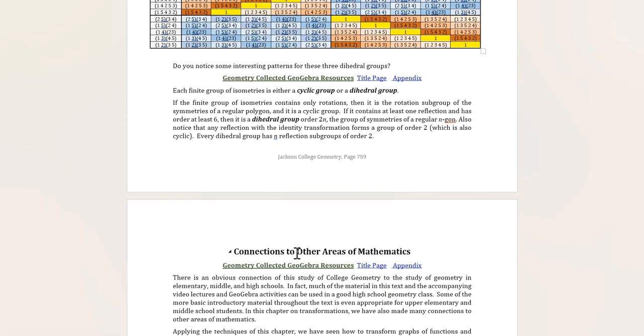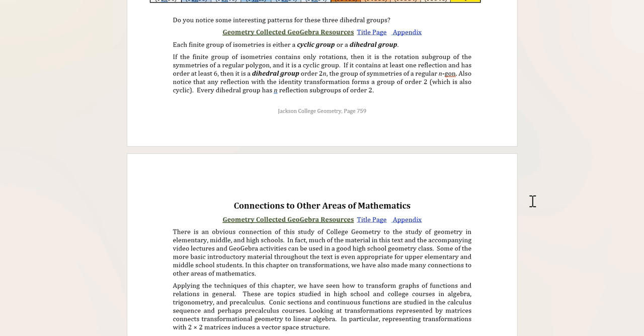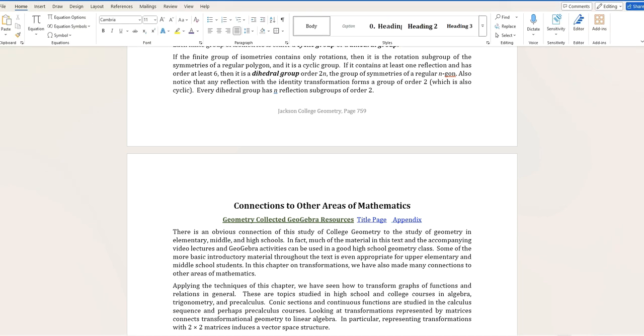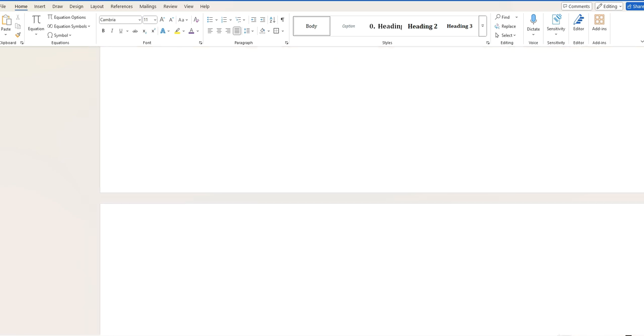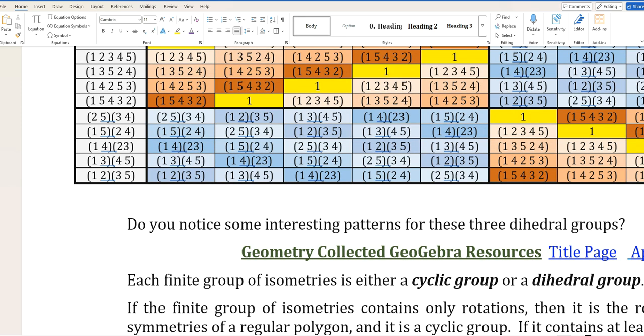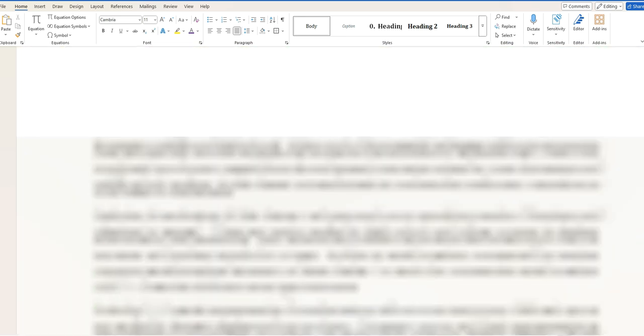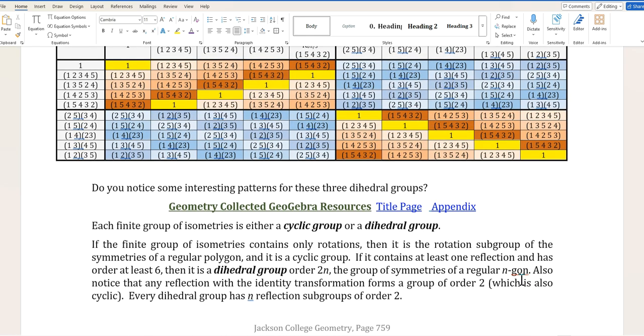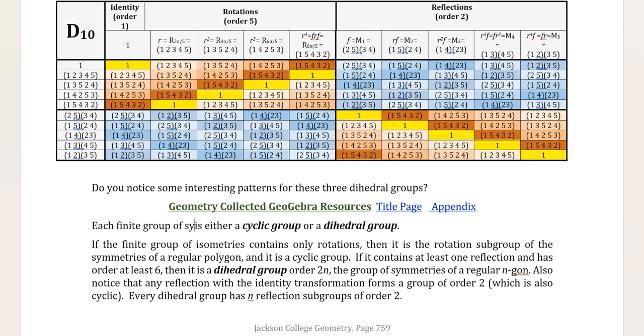So it turns out, hopefully you noticed some interesting patterns there. Each finite group of isometries, each finite group of symmetries, oh, too big. Okay. It turns out that any finite group of isometries, let me say symmetries here, is either a cyclic group or a dihedral group.